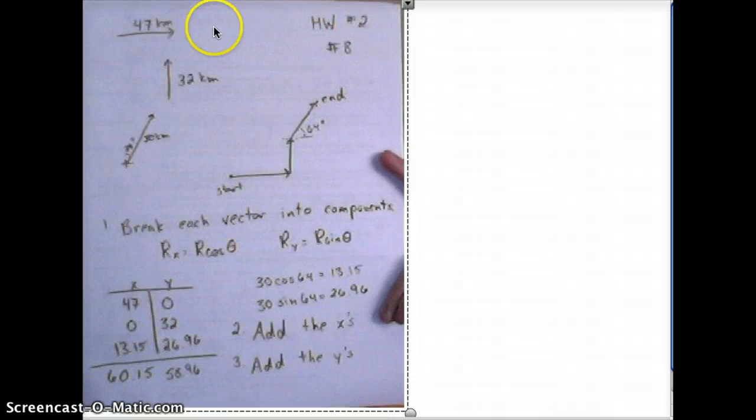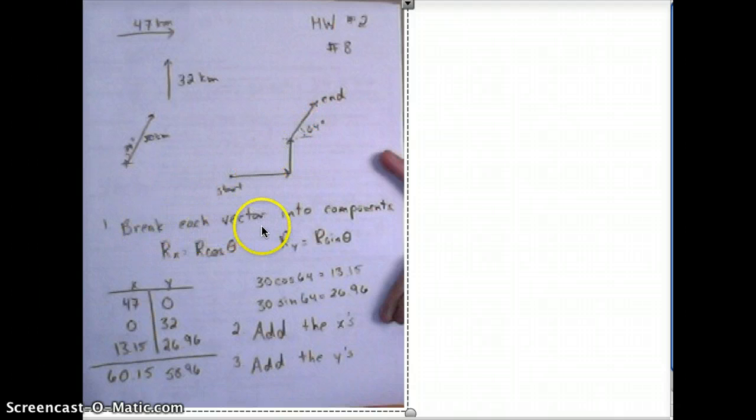Well, first I just sketched the 3 vectors. Here's 47 kilometers east, 32 kilometers north, and 30 kilometers 26 degrees east of north, which is really strange because we don't usually give angles that way. If I draw the vector diagram, and this is just a sketch, notice that I've actually marked the angle as 64 degrees because we measure all angles relative to the positive x-axis going around.